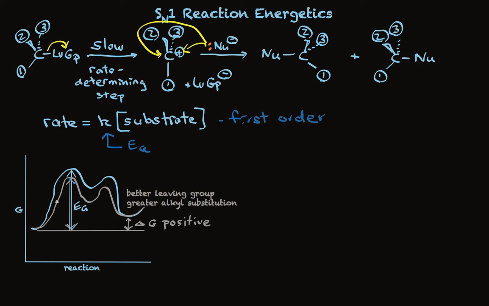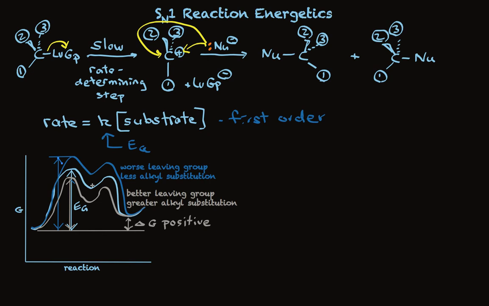And as we go to less alkyl substitution, or a poor leaving group, the activation energy will be higher. So worse leaving group, less alkyl substitution on that carbon that bears the leaving group. Both give rise to increased activation energy, slower rates, in the rate determining step, which is this first step. And that summarizes what we need to know about the thermodynamics and the kinetics.